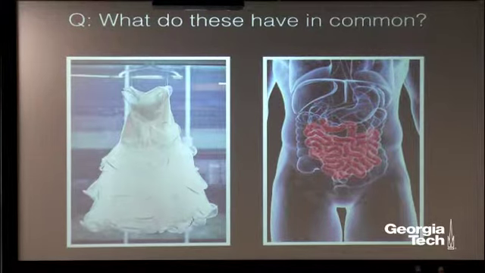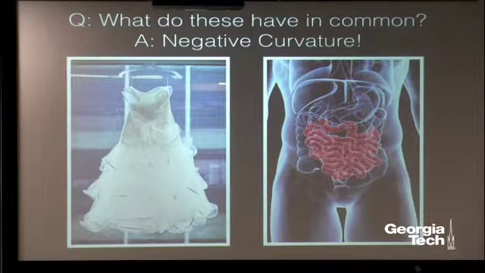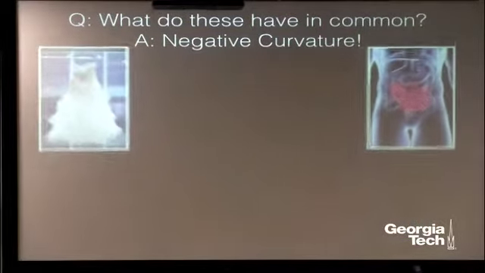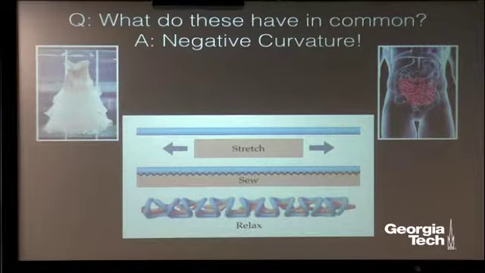It's not like someone took a rope and just jammed them inside our abdomens. There is a pattern to it, and the pattern has everything to do with this particular type of elasticity. Okay, so both of these have negative curvature. So let's look at this mechanism. This is what happens in the dress.